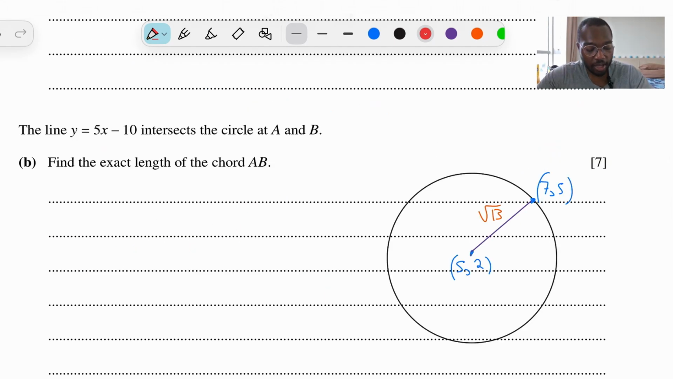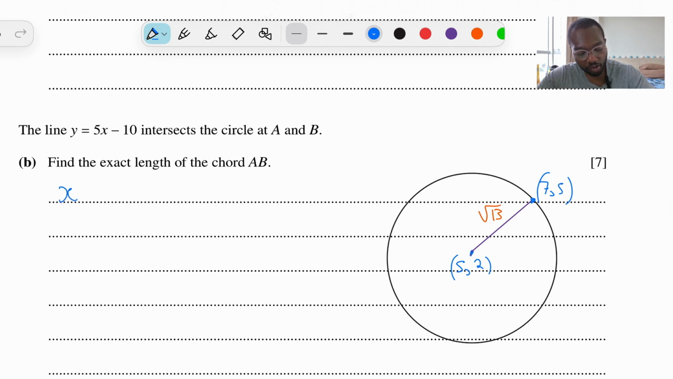So for part B, we have the line y equals 5x minus 10. It intersects the circle at A and B. We need to find the exact length of the chord AB. So effectively, all we need to do is find out where that line y equals 5x minus 10 hits the circle, and then find the length between those two points. To find where it intersects the circle, we just use simultaneous equations.